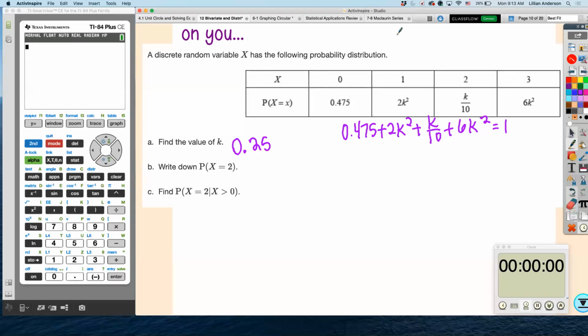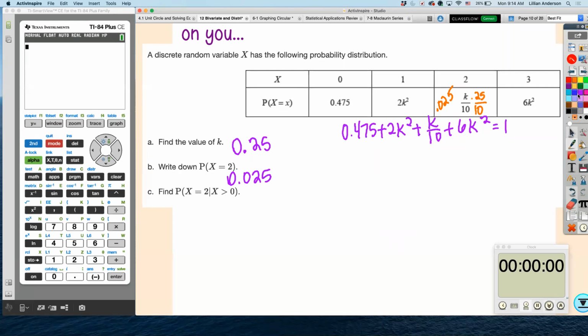Now it says write down the probability that capital X is equal to 2. That's essentially asking what's the probability that X is equal to 2. 0.025. It says write down, so it involves little work. Very little, because all I do is I plug in 0.25 for k and actually divide it by 10. Okay? So I get 0.025.